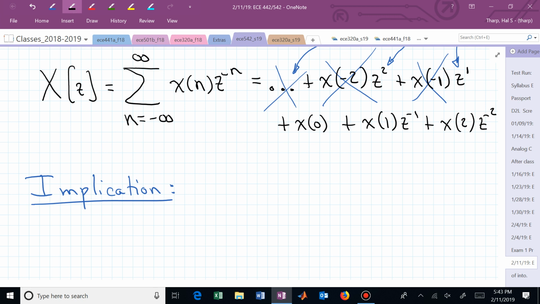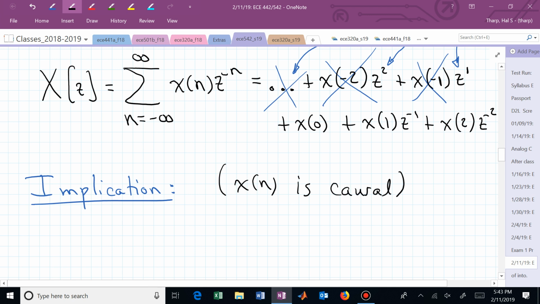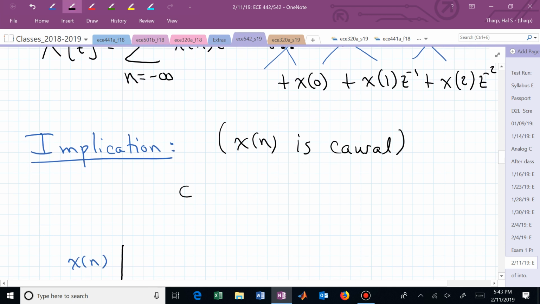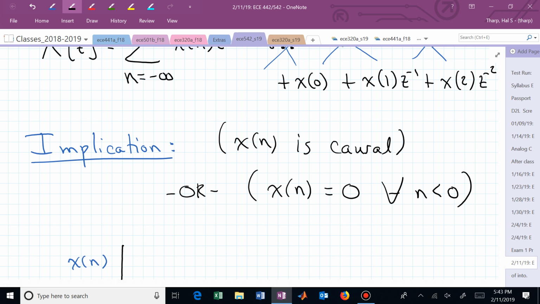What I'm trying to imply is that little x of n is causal. Another way of saying that is x of n is equal to 0 for all n negative. We can't have any non-zero sequence values with the index n being negative for this region of convergence.